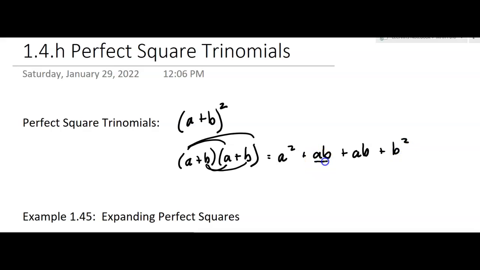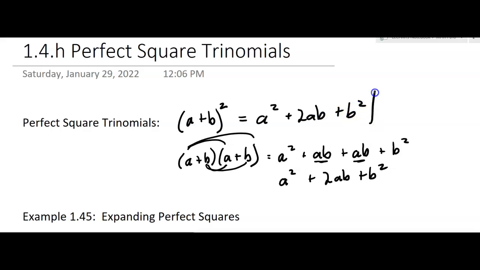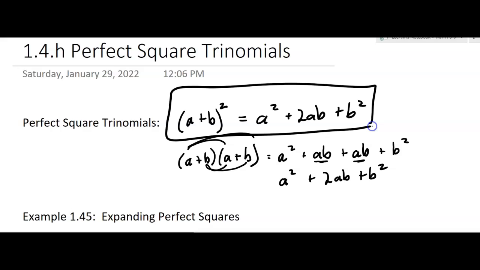But you get those two terms, they're exactly the same, right? So you get a squared plus 2ab plus b squared. So that's the formula for squaring a binomial. So we can write that. It's in your book. And then this over here is called the perfect square trinomial.